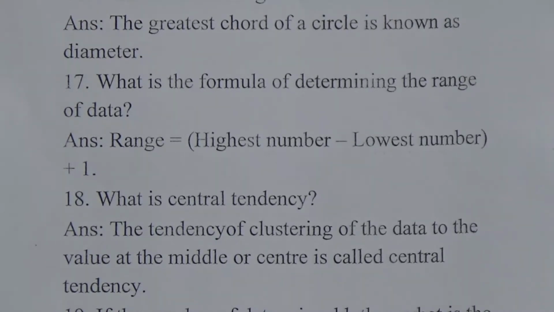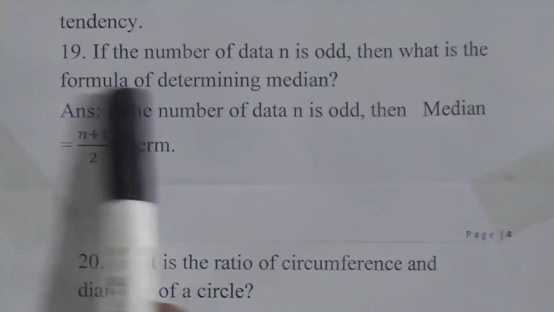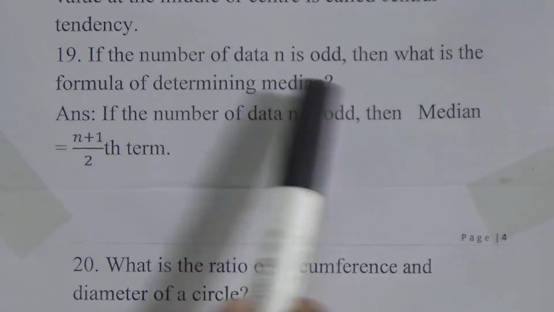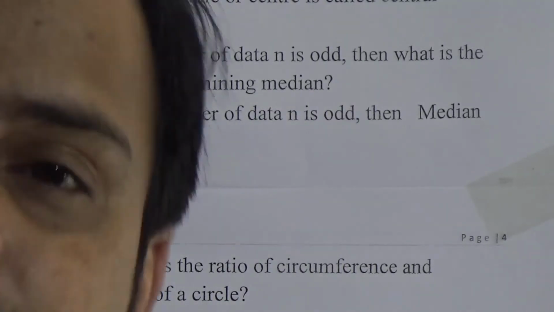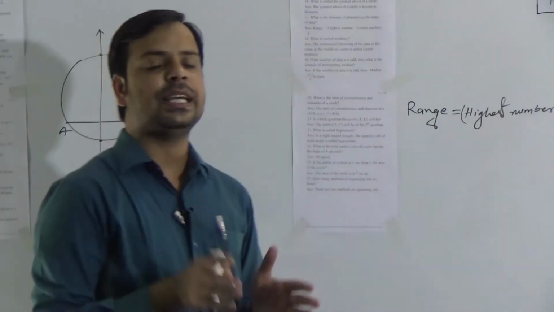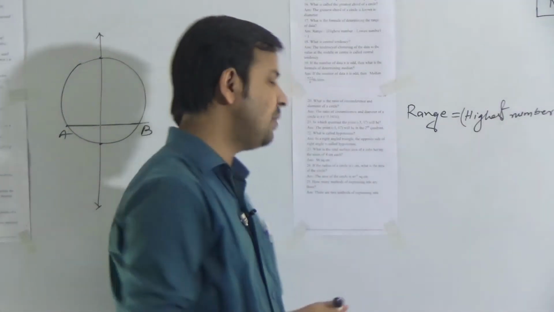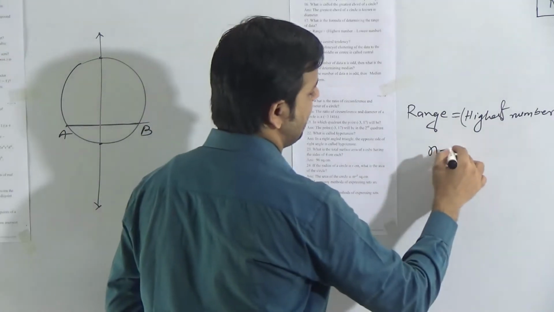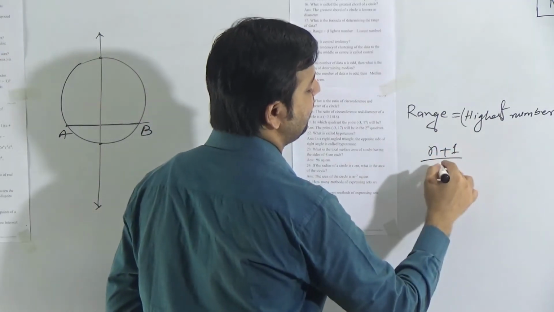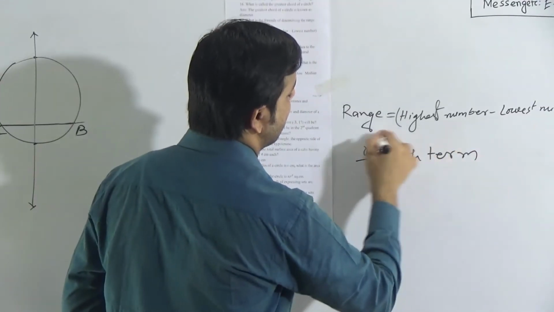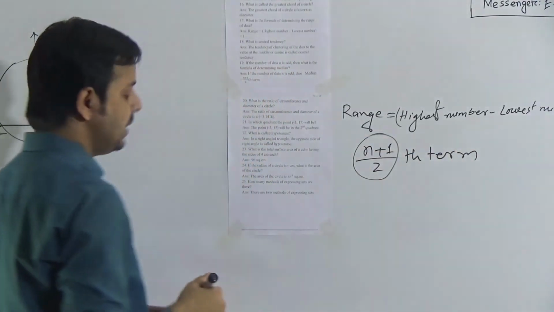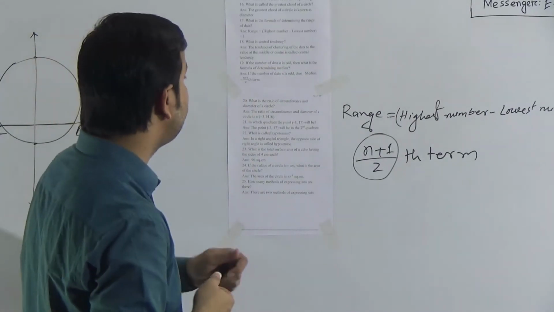Okay, dear students, now see, if the number of data n is odd, then what is the formula of determining median? Dear students, you know, if the number of data n is odd, that time you will get only one median, and that will be, if the number of data is n, the (n plus 1) by 2 th term. That will be the median. So (n plus 1) divided by 2 th term will be the median.